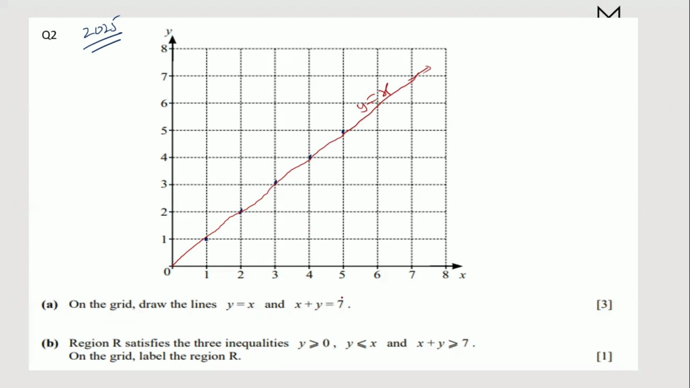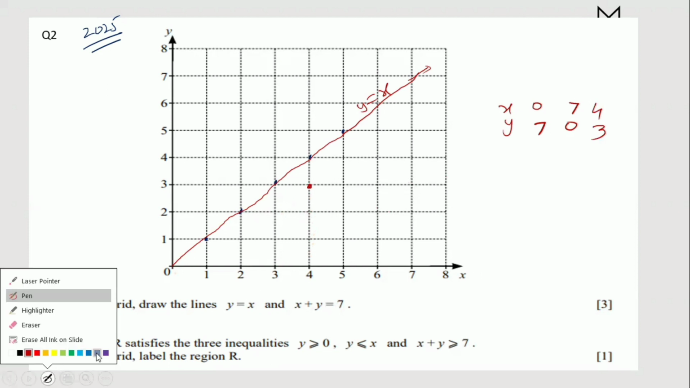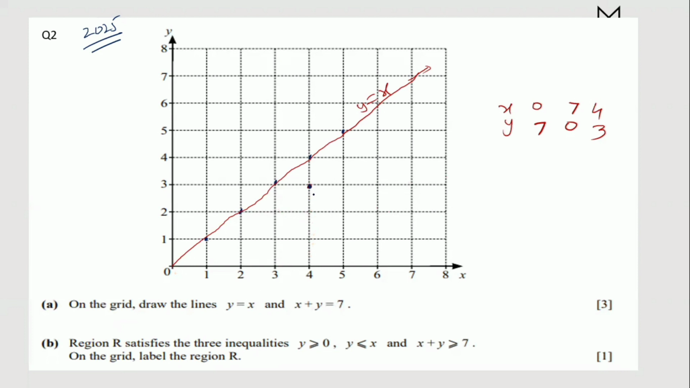Next, we have to draw x plus y is equal to 7. So if x is 0, you get y is 7. And if y is 0, you get x is equal to 7. If you take x is equal to 4, you will get y is equal to 3. So 4, 3 is this point. Let us take some other color for this. So 4, 3 is this point. Then 0, 7. X is 0, y is 7. And x is 7 and y is 0. So let us join these points. And this is our line, x plus y is equal to 7.